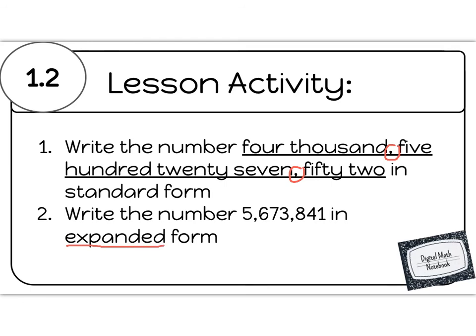I'll go ahead and get you started. The 5 is in the millions place, so we would write that as 5 million, plus, then you're going to continue on with the 6 in the hundred thousands place, so that would be 600,000, plus, and you're going to continue on for the rest of the number in your digital math notebook.